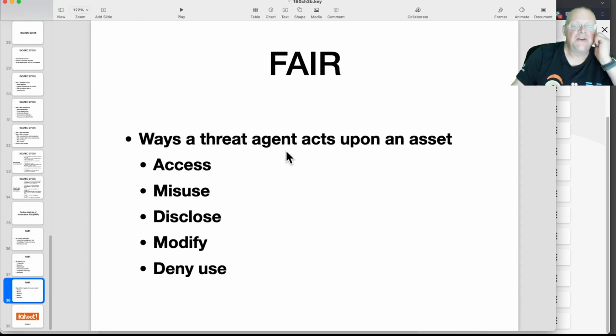So here's things a threat agent might do. They might access an asset. They might misuse the asset, disclose it. That's the classic security breach where they take your private data and dump it on the web. They can modify it, or they can deny use of it. These are various bad things they could do, and you should consider the possibility of all these things and engage in appropriate risk treatments to deal with them.